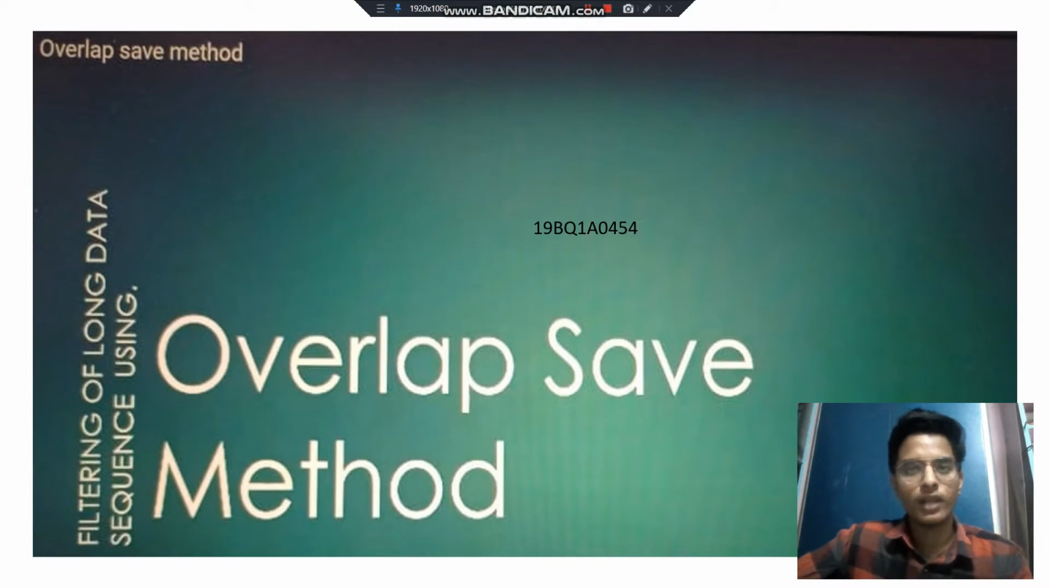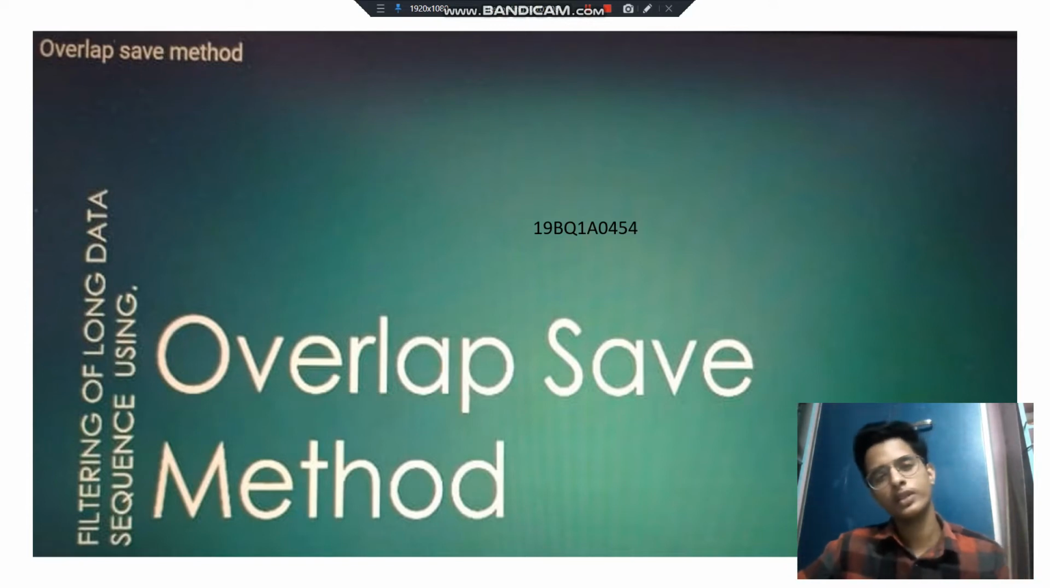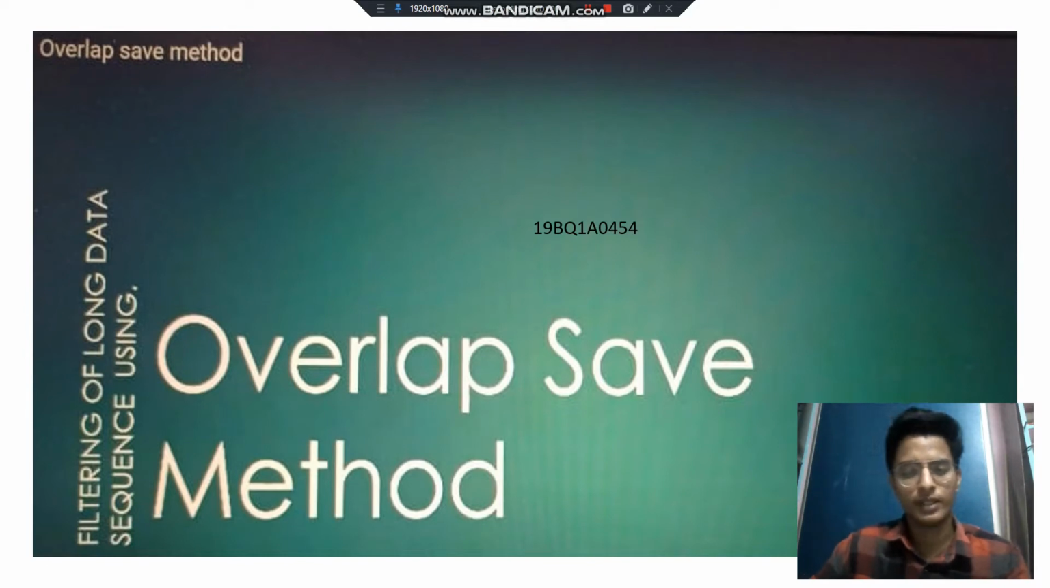In case the input sequence is of very large length, we have to section the input sequence into smaller subsets and process those subsets individually. We get the individual responses, and after combining all those individual responses, we get the final output response. For this, we have two types of sectioned convolution methods. The first one is the overlap save method, and the next one is the overlap add method. In this session, I would like to discuss the overlap save method.